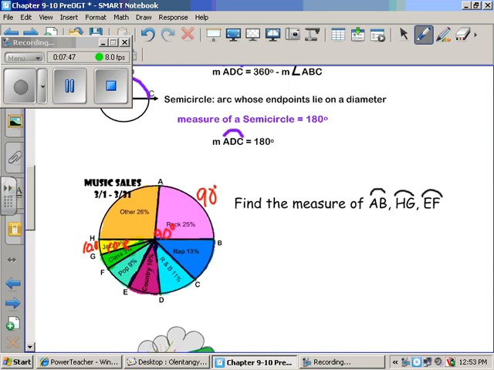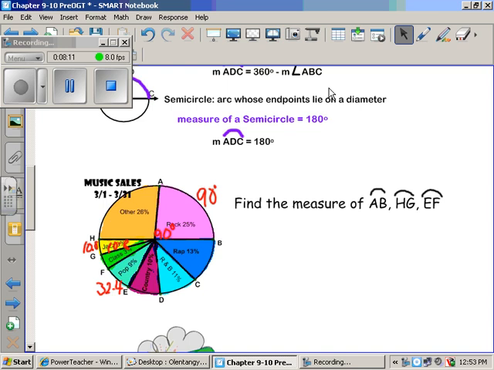And last one, 9% is how long would the arc be for that piece of the pie? For pop music? I'm sorry? Right, 32.4. Okay? So that's central angles. Whatever the angle measurement is, the arc is the same degree.